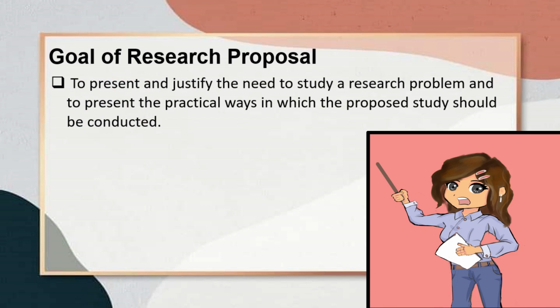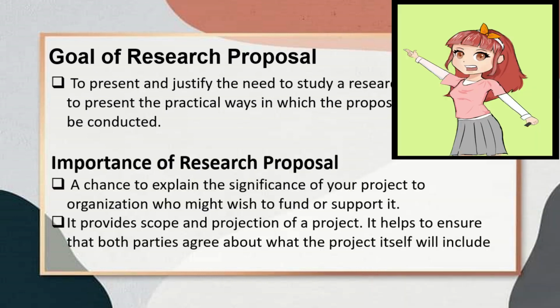The goal of a research proposal is to present and justify the need to study a research problem and to present the practical ways in which the proposed study should be conducted. What is its importance? It is a chance to explain the significance of your project to organizations who might wish to fund or support it. It provides a scope and projection of a project. It helps to ensure that both parties agree about what the project itself will include.